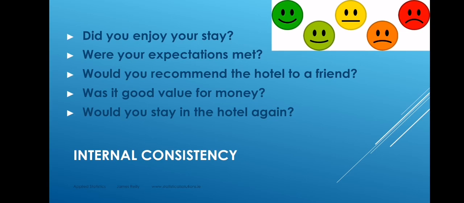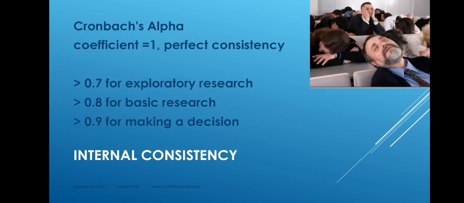Sometimes we ask multiple questions that are aimed at the same underlying concept or construct, such as satisfaction. We might ask the customers in a hotel, did you enjoy your stay? Were your expectations met? Would you recommend the hotel to a friend? All of these questions are aiming at addressing the same underlying construct, which is level of satisfaction. And so it's important that these questions would agree with each other because they are aimed at identifying the same construct. One way to explore whether there is this internal consistency is by calculating Cronbach's alpha.